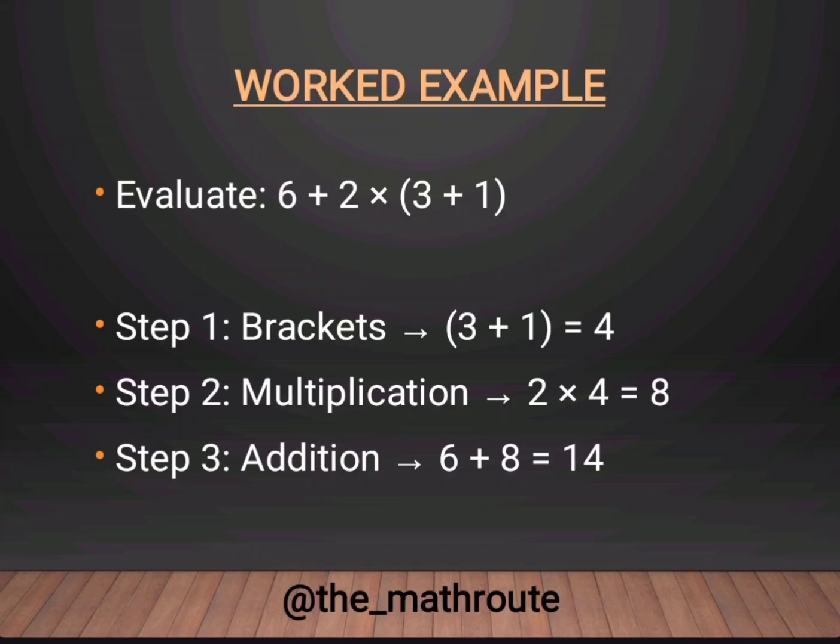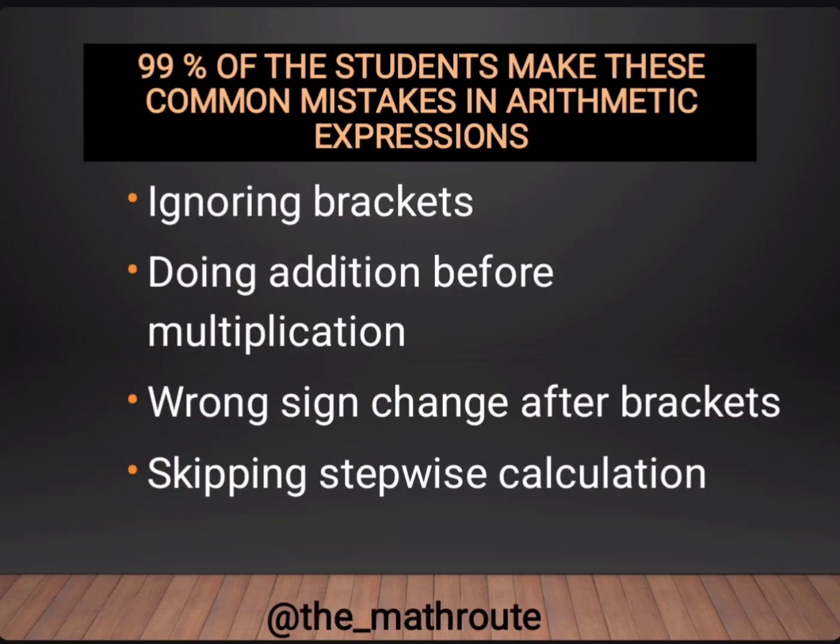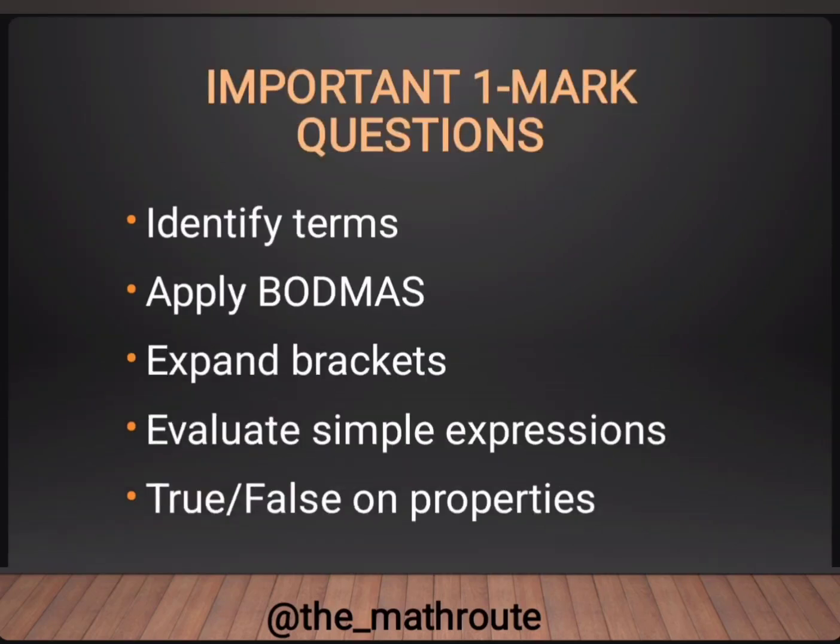So the methodology is to break down stepwise, and 99% of students make these common mistakes. First thing is ignoring the brackets and not knowing the order in which brackets are to be solved. So the innermost bracket is to be solved first. Then doing addition before multiplication is yet another common mistake. So follow BODMAS for it. And wrong sign change after the brackets: children forget to change the sign of each value within the bracket. Instead they change the sign of only one number, which will change the original value or the final result. So skipping stepwise calculation can lead them to a wrong answer.